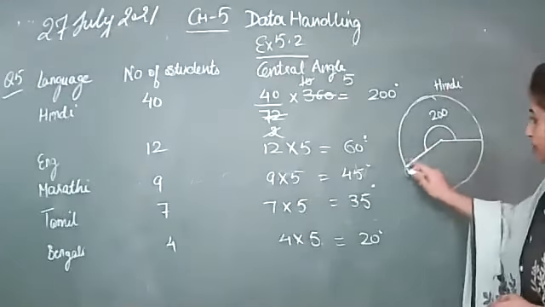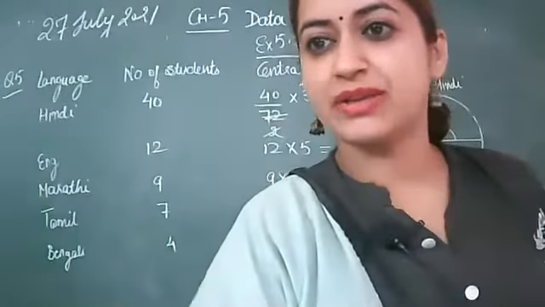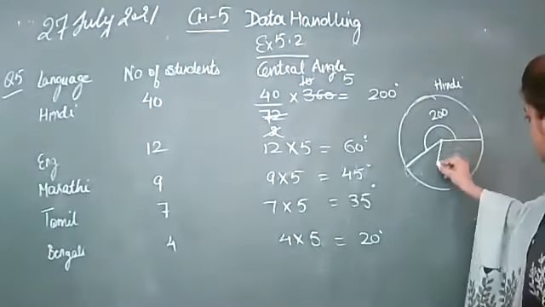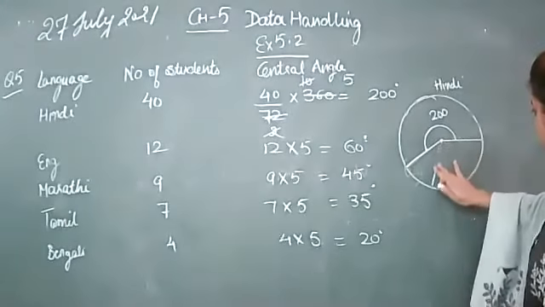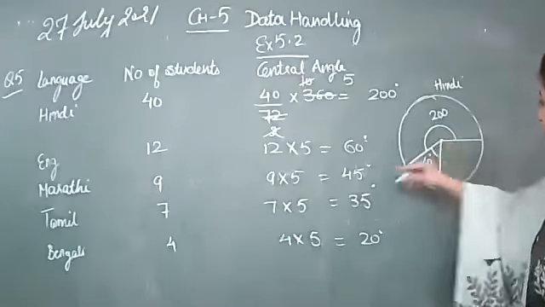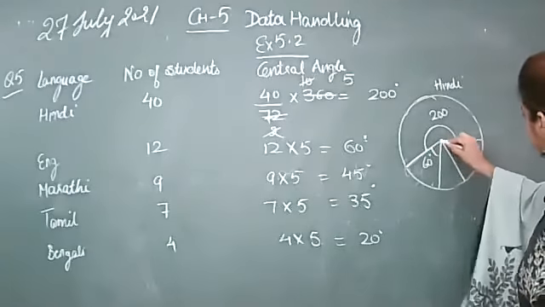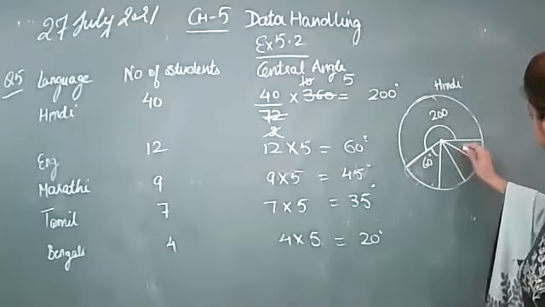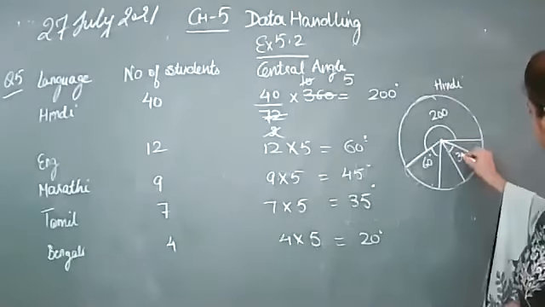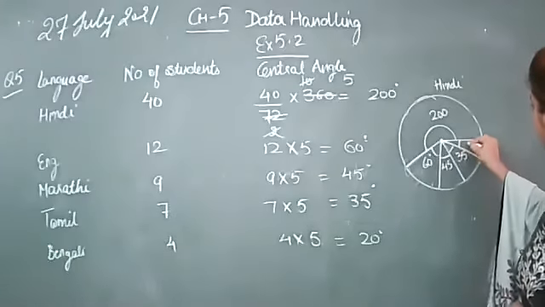Next is 60, so you will take this as a baseline. So after taking this as a baseline, you can construct your 60 degree. Then 45, then 35, then 20.